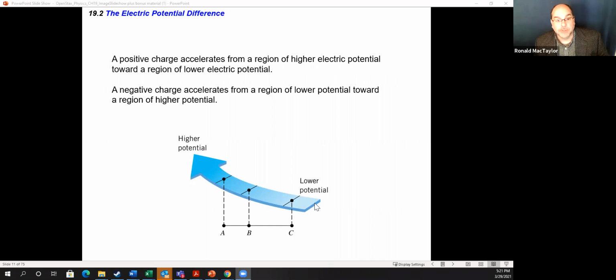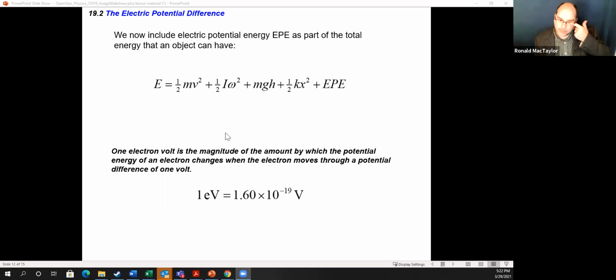Just accept it. So positive charge accelerates from a region of high electric potential toward a region of lower electric potential. The negative charge, the electrons, would accelerate from the region of low potential toward the region of high potential. So toward the positive terminal of a battery, for instance, with a potential difference between the two terminals of 1.5 volts. It can be a little much.